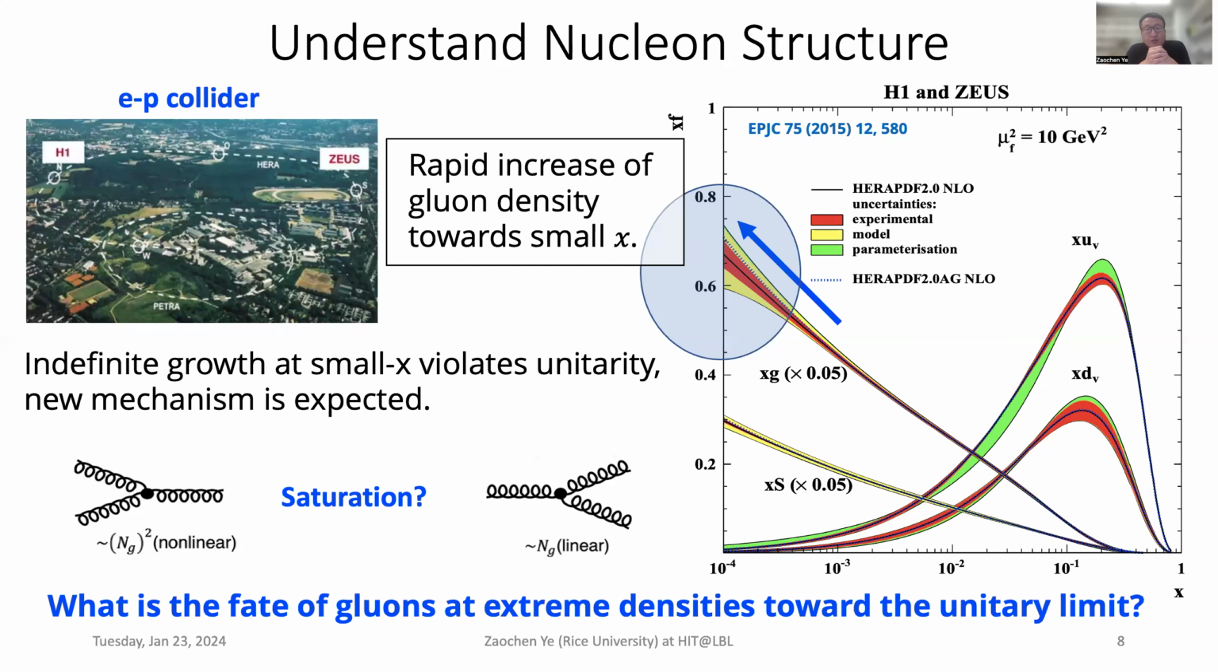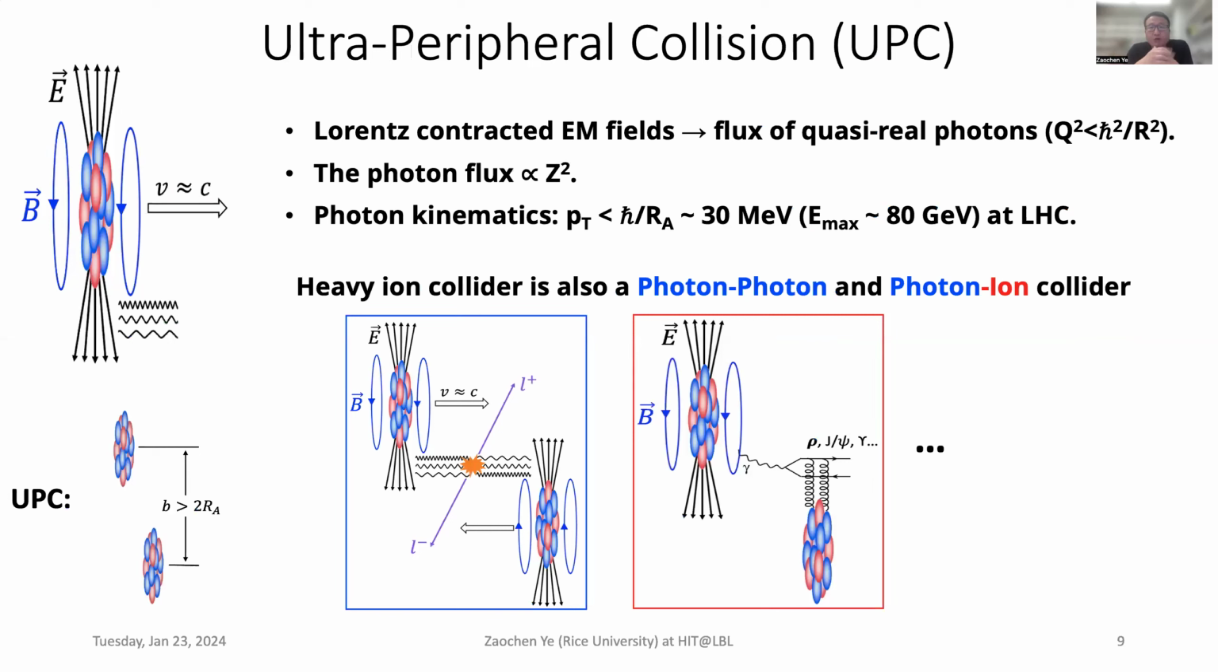The search for gluon saturation has been one of the main physics motivations for the construction of the future electron-ion collider. But today, I'm going to introduce how to make use of ultraperipheral collisions in existing heavy-ion collisions to explore the gluons at the extremely dense region and search for gluon saturation before the operation of the EIC.